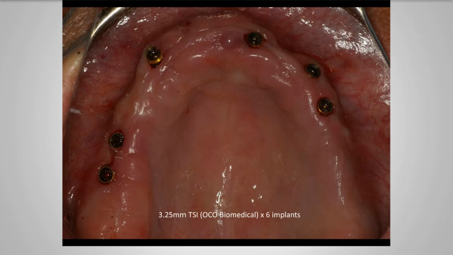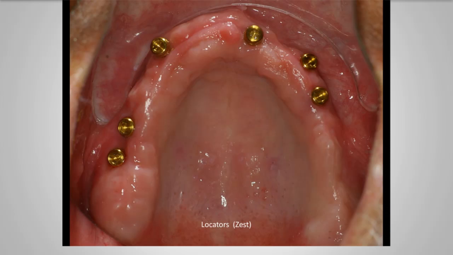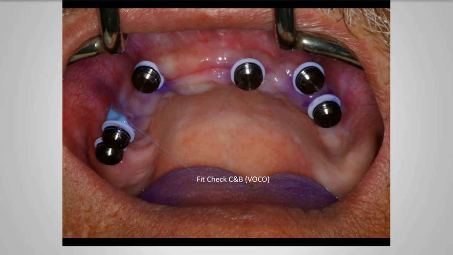So 4 to 5 months later, we see that the gingival tissue has healed very nicely. Utilizing our retention pins, we stabilize the surgical guide. And here we see the single-stage TSI Oko Biomedical implants placed in the areas that we treatment planned. We place the locator abutments onto these areas.